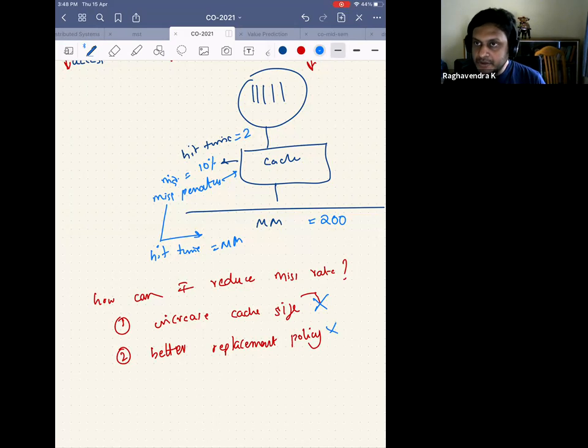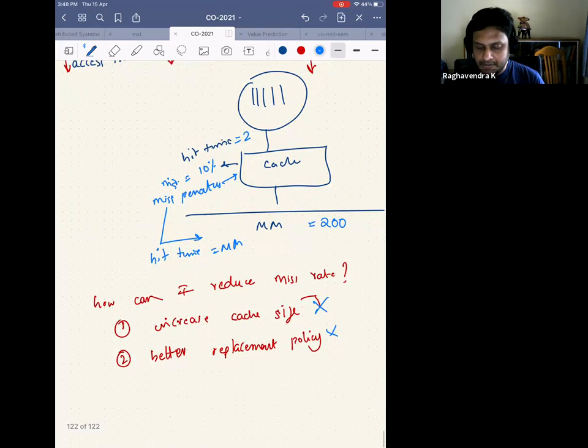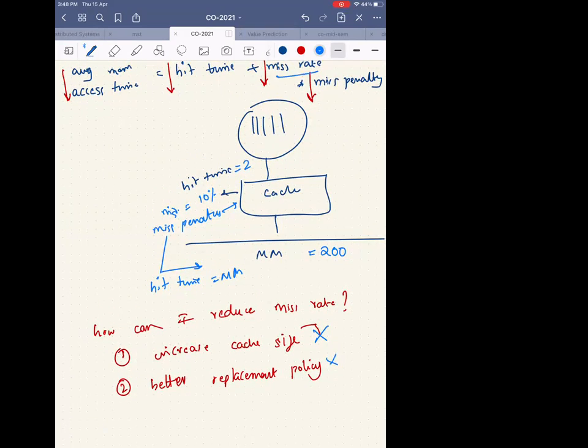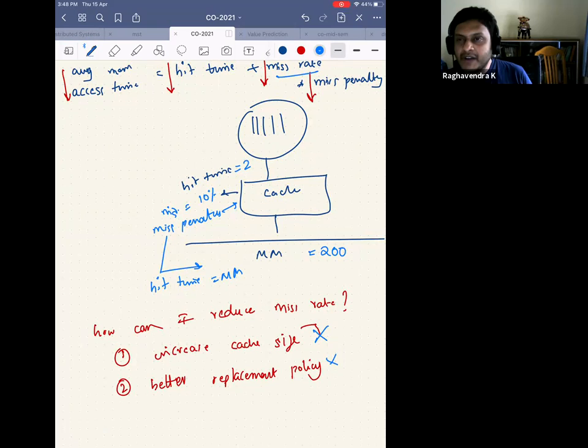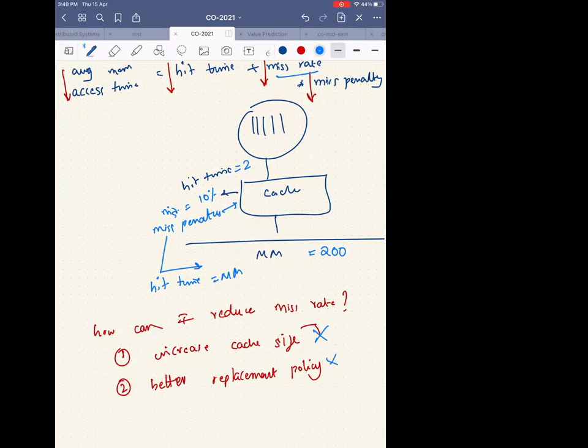Can you convince me to do something such that I can reduce the miss rate? So I want to reduce the miss rate. Reduce the set size. Reduce the number of sets. Why are you reducing the number of sets? So that fewer collisions occur, and I can store more and more. Yes, right.